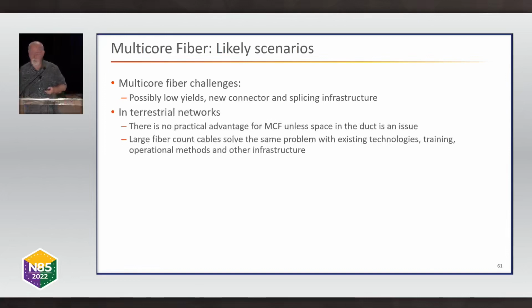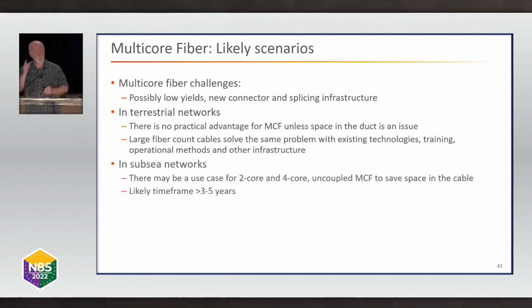In terrestrial networks, I don't think there's a practical use case here for multi-core fiber unless space in the duct eventually becomes a problem. Because large fiber count cables seem to be a much more straightforward approach to solving the problem. Now, in submarine networks, this is a different story. I've got a section at the end specifically on subsea. There may be a use case for 2-core and 4-core fibers.